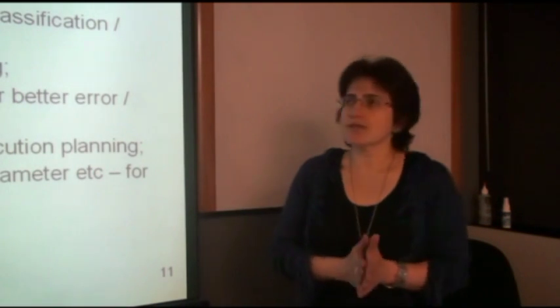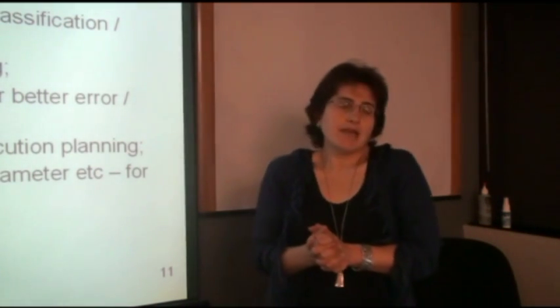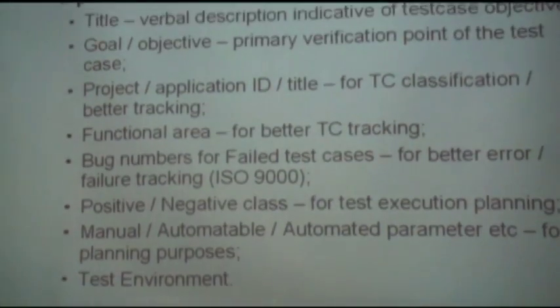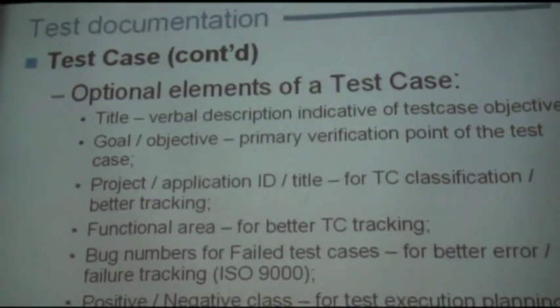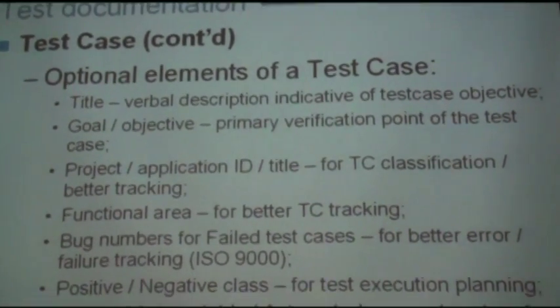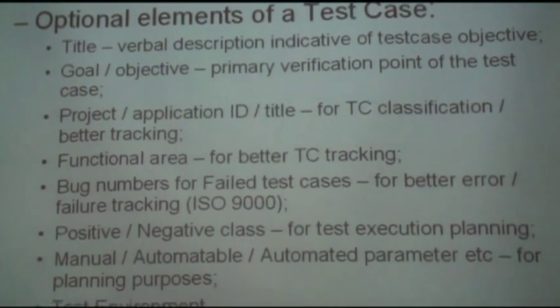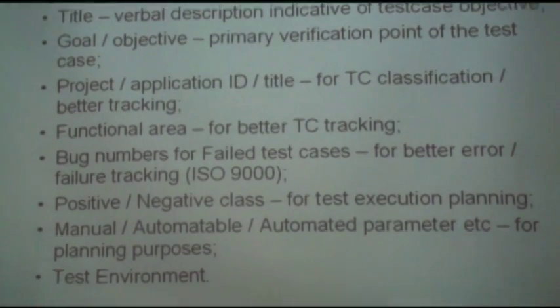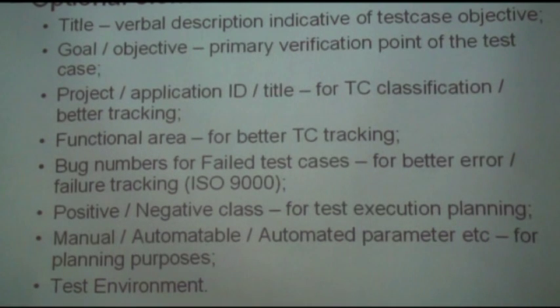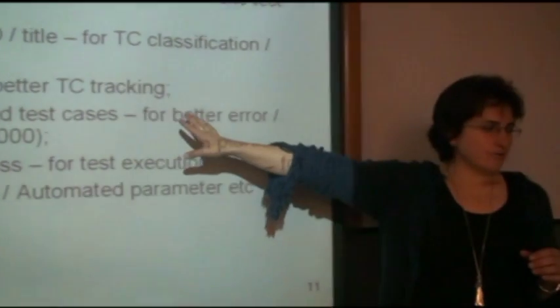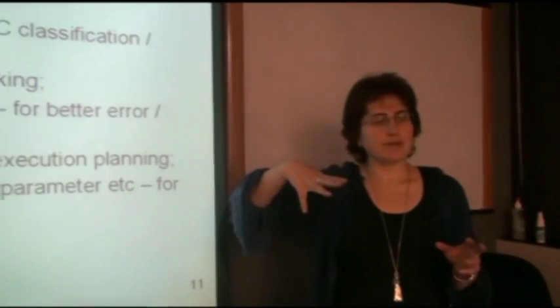In addition to that, your test cases may also have titles, but I make the ID the title, so I put a verbal description indicative of the test case objective as an ID. I make it unique. You can also put the goal or objective, which is the primary verification point of the test case. If you work on multiple projects at the same time, which is unlikely, you may want to put the project or application ID somewhere, so you know to which project that test case belongs. You may also put the functional area, so you can track to which functional area your test cases belong.